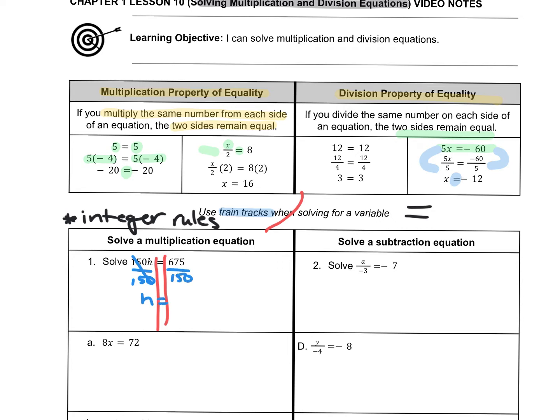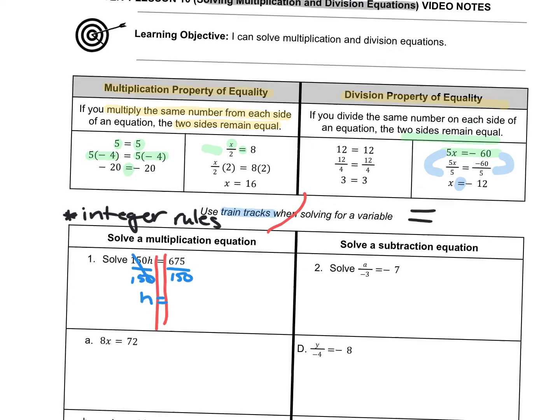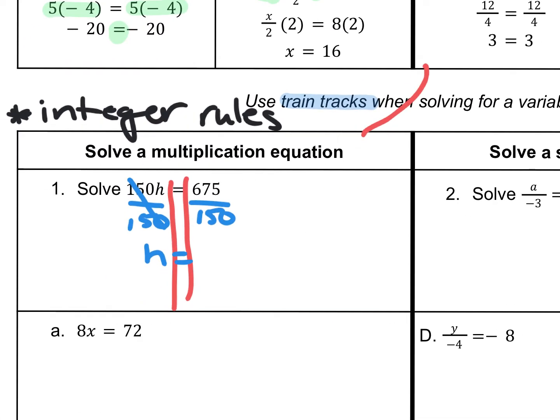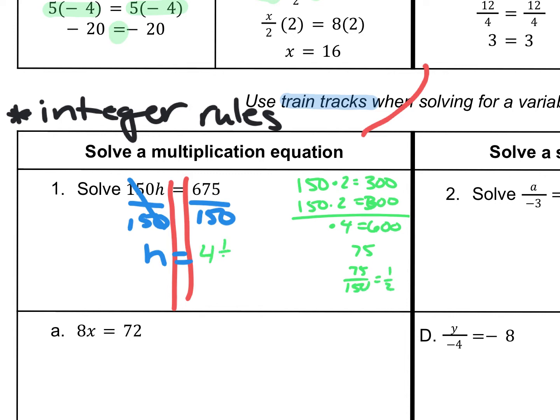And what I find out is, this one isn't as easy for me to do off the top of my head. What I do know, and I like to show you what I'm thinking on the side, is that 150 times 2 is 300. So I know that I need 2 of those. I need 150 again times 2 for a total then of times 4, which gave me 600. And then there's 75 left. 75 is half of 150. So at this point, I know that I have 4 and 1/2.